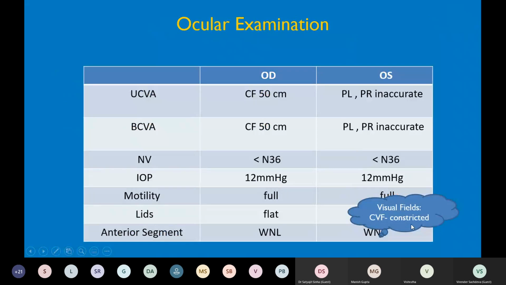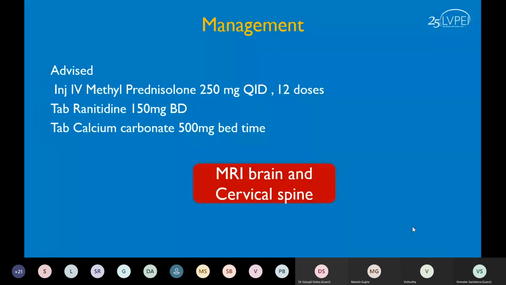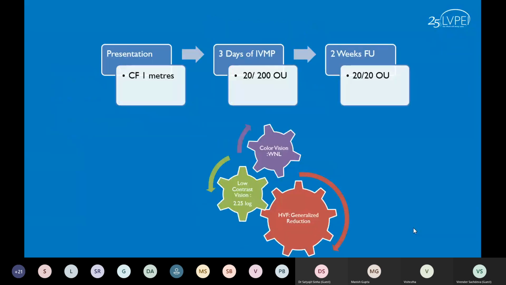Only confrontation visual fields were possible at that time, and they were constricted. As the patient was a known case of multiple sclerosis, we thought that the patient had a demyelination episode and we thought of two possibilities: recurrent episodes of optic neuritis and neuromyelitis optica. We ordered the patient be treated with IV methylprednisolone as per ONTT, but ordered MRI brain and cervical spine.